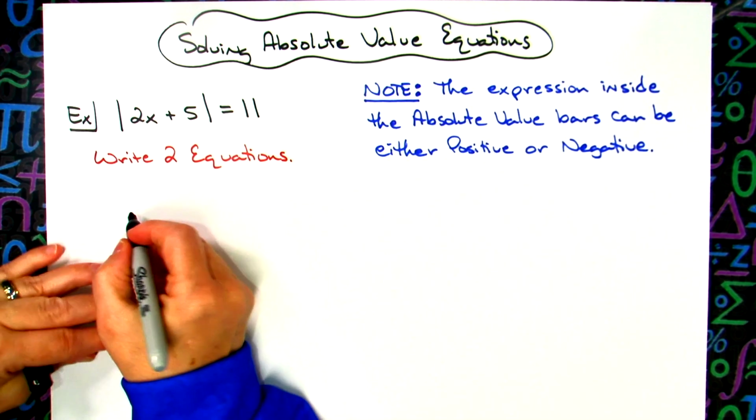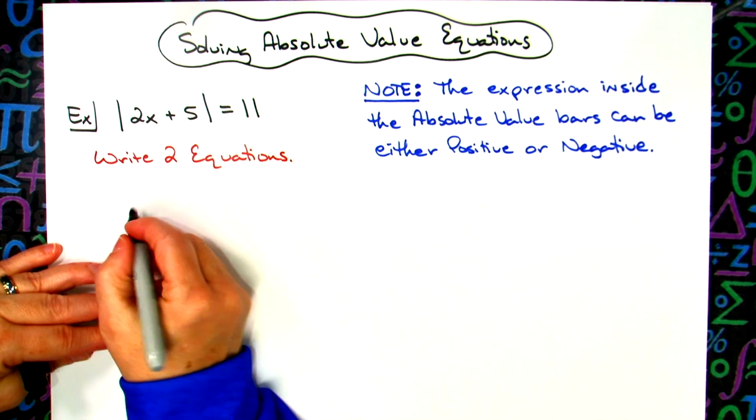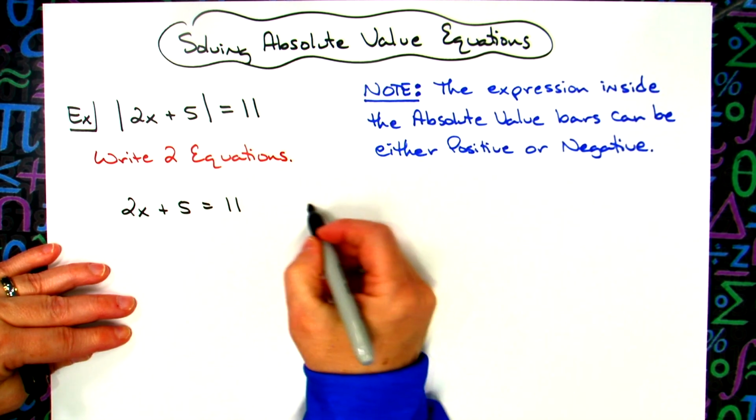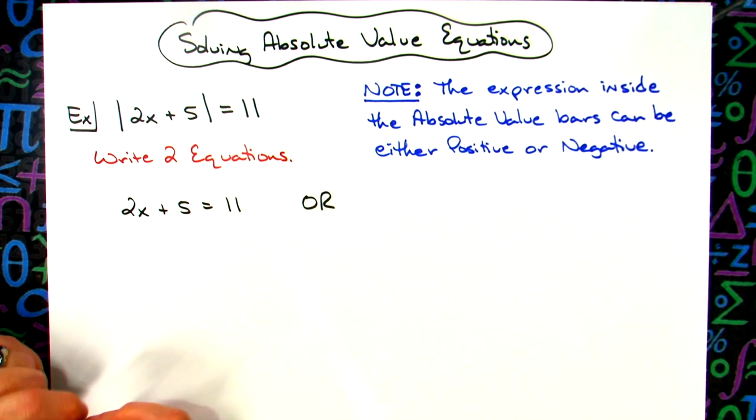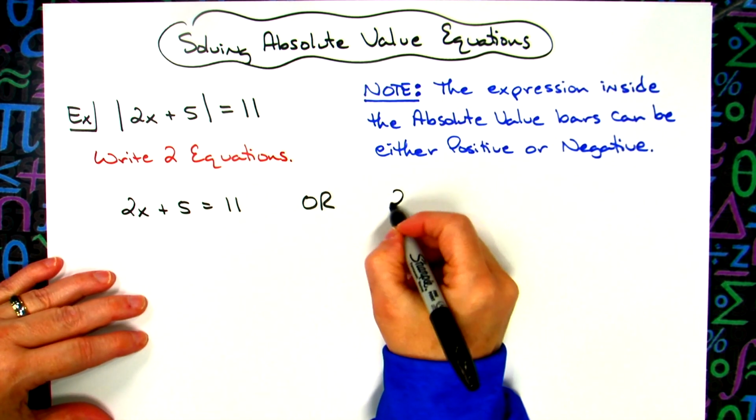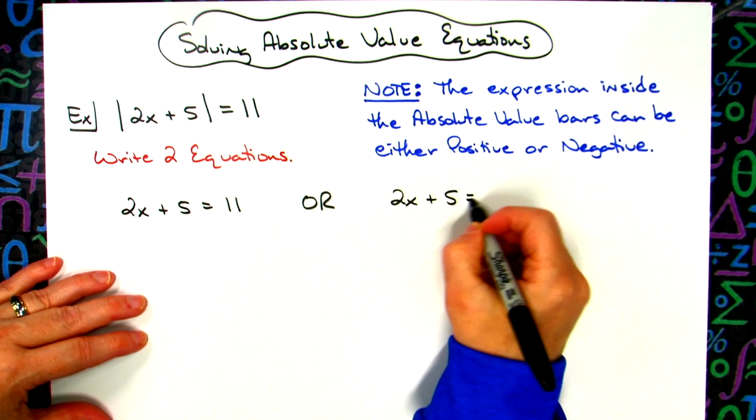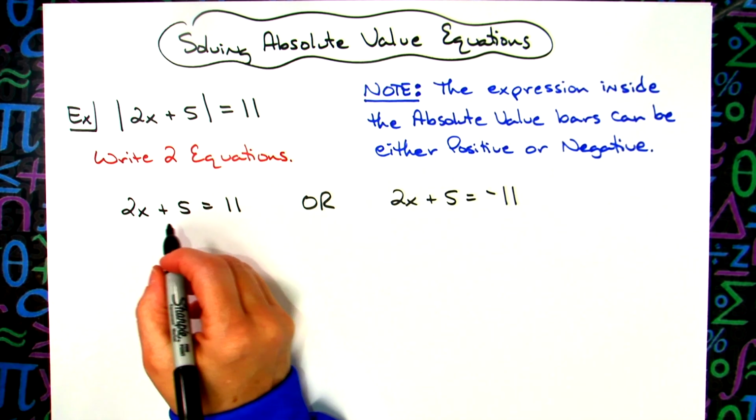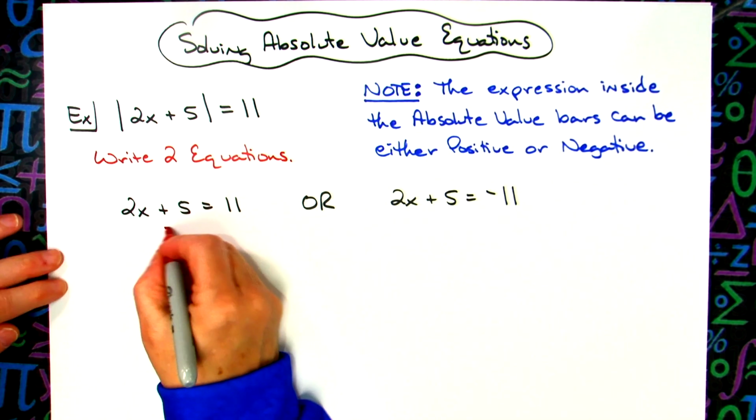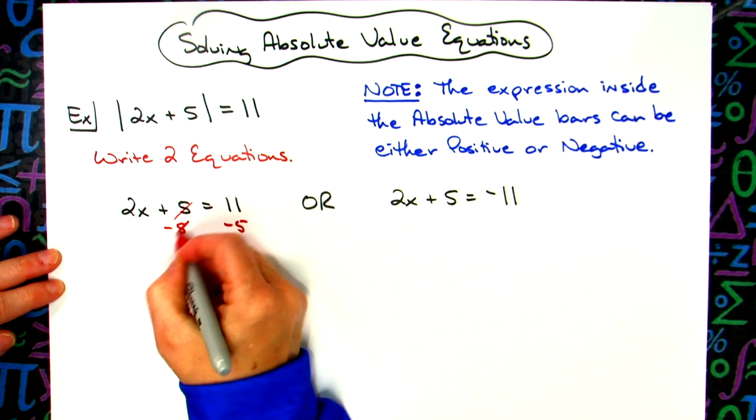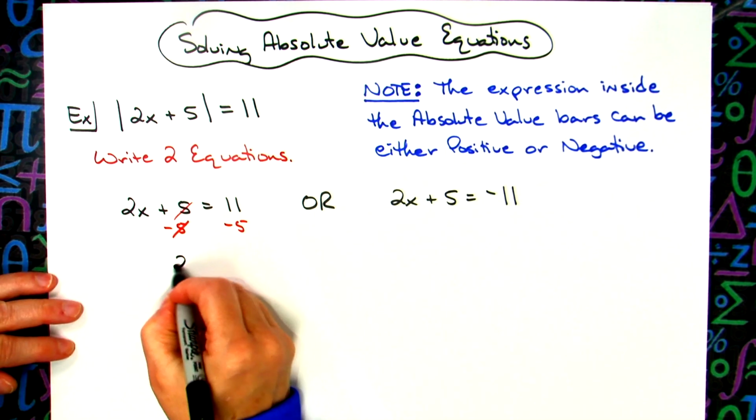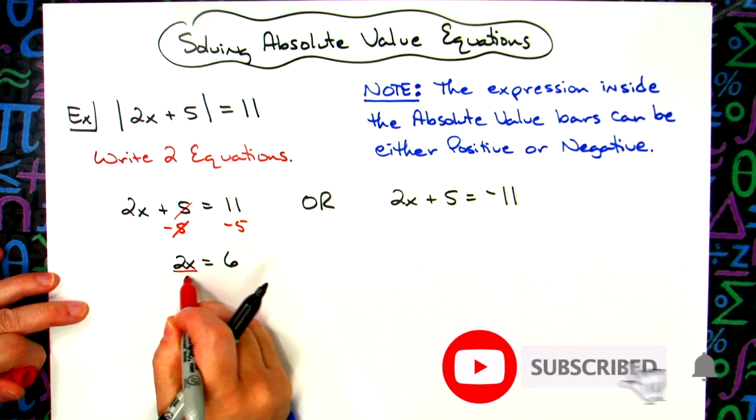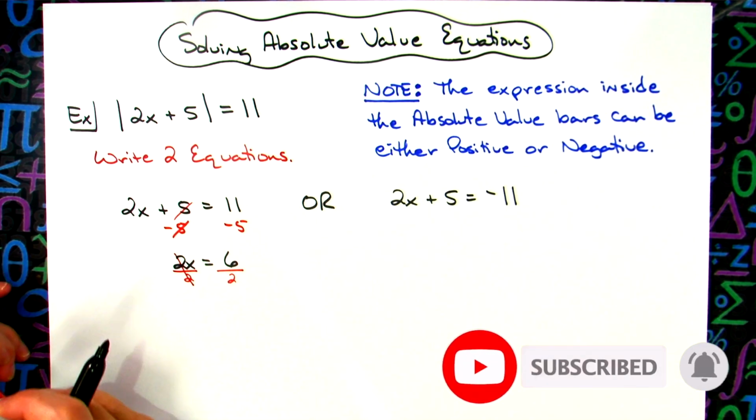Okay, so our first equation without the absolute value bars: 2x plus 5 equals 11. All right, then the appropriate thing in between should be an "or", and then 2x plus 5 equals negative 11. All right, so let's go ahead and solve each of these individually. On this one right here, we'll subtract 5 from both sides of the equation. And then we'll have 2x is equal to 6, dividing both sides by 2 will give us x equals 3.